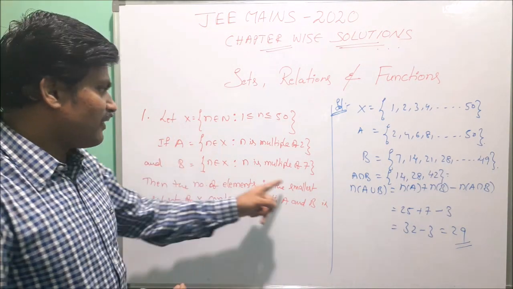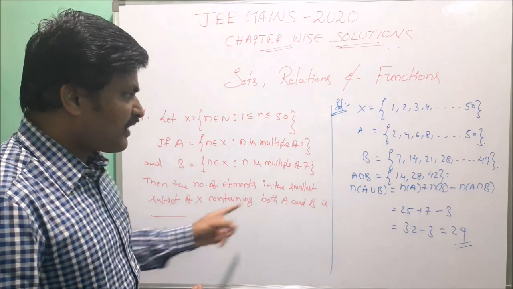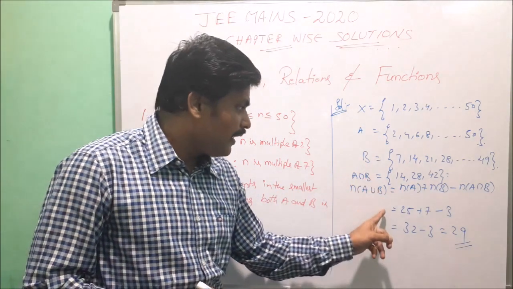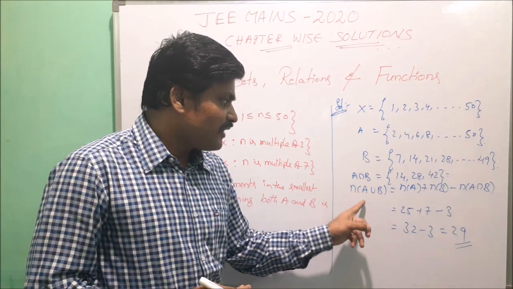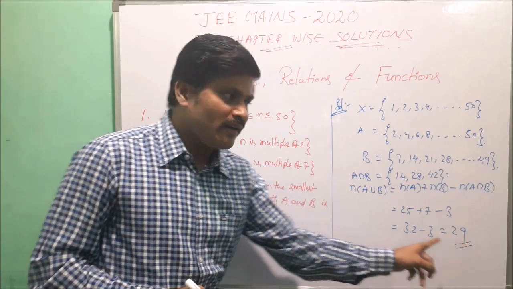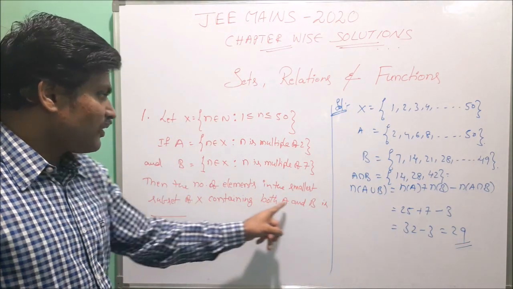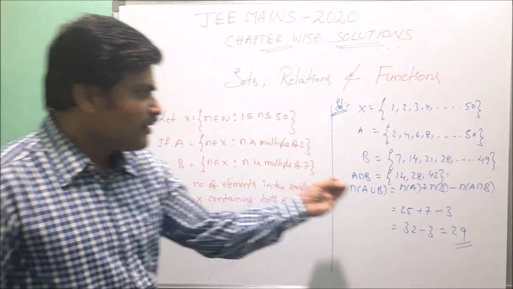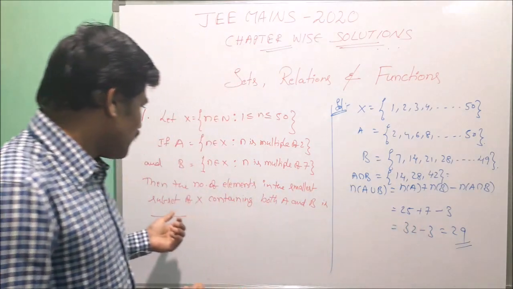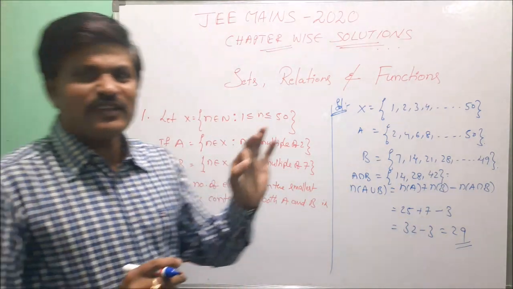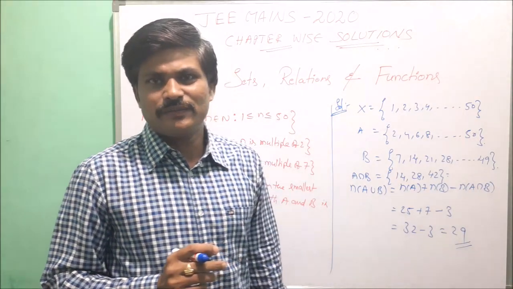Therefore, the number of elements in the smallest subset, that is the smallest subset, is n of A and B. Now here the number of elements in A and B equals 29. Now this set contains both A and B, the common elements of both A and B, and the number of elements equals 29. So this is the solution for the first question.